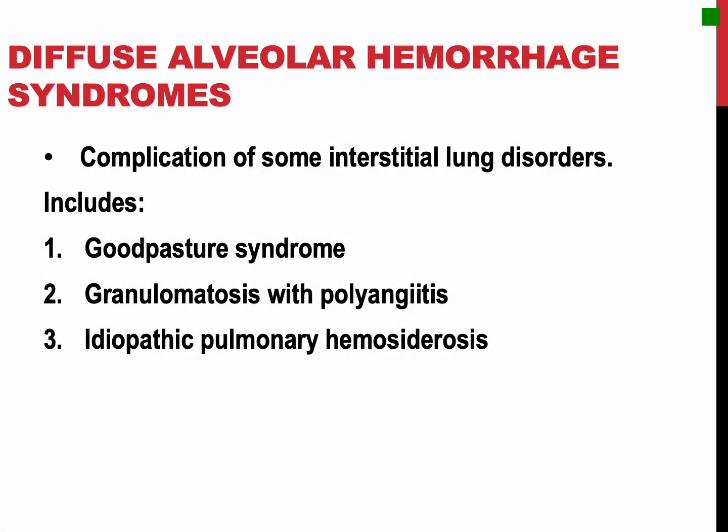Diffuse alveolar hemorrhage syndromes happen as a complication of some interstitial lung disorders. Goodpasture syndrome, idiopathic pulmonary hemosiderosis, and granulomatosis with polyangiitis are considered pulmonary hemorrhage syndromes.